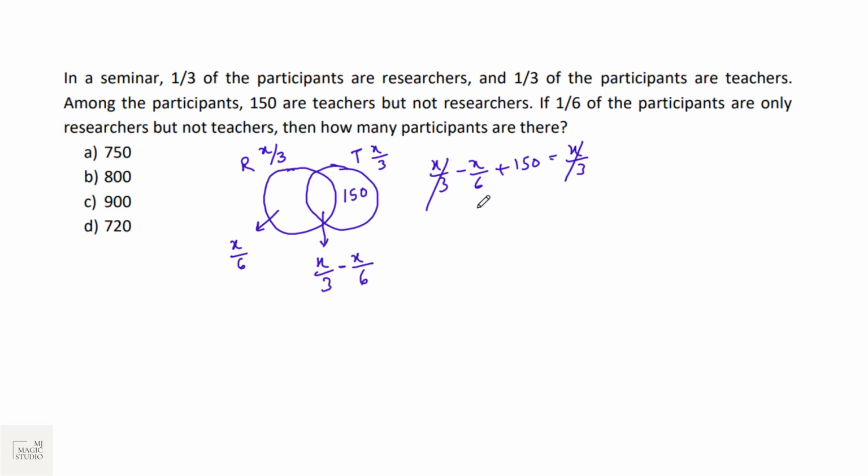Isn't it? It gets cancelled. That means x by 6 is 150. x is 150 into 6. That is 900. 900 participants are there in this seminar. Option C fits in.